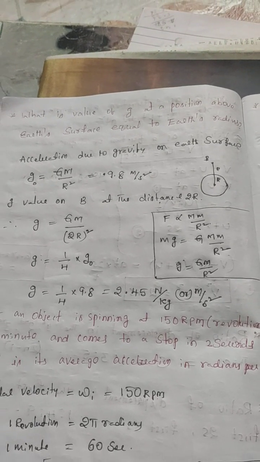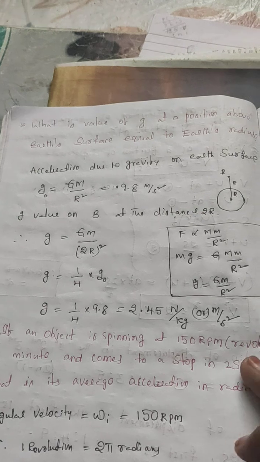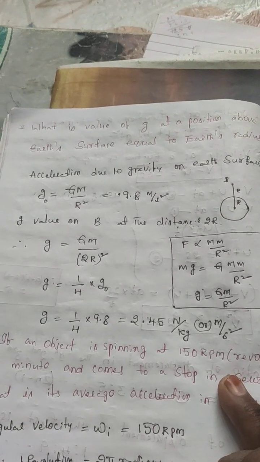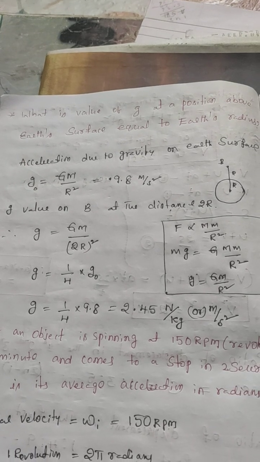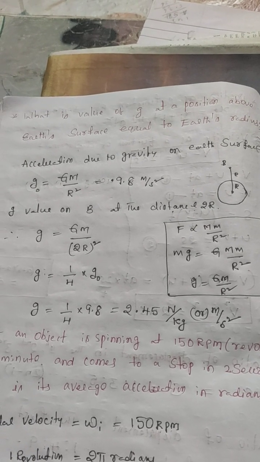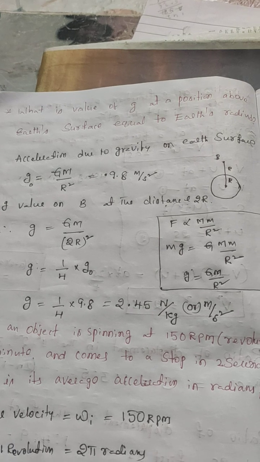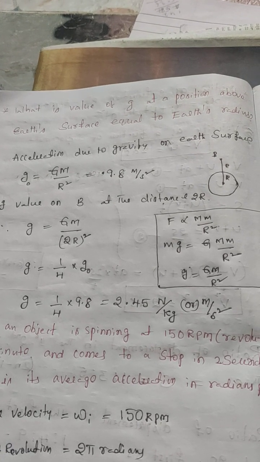We will discuss now some important problems. First question based on gravitation. Question: what is the value of g at a position above Earth's surface equal to its radius?